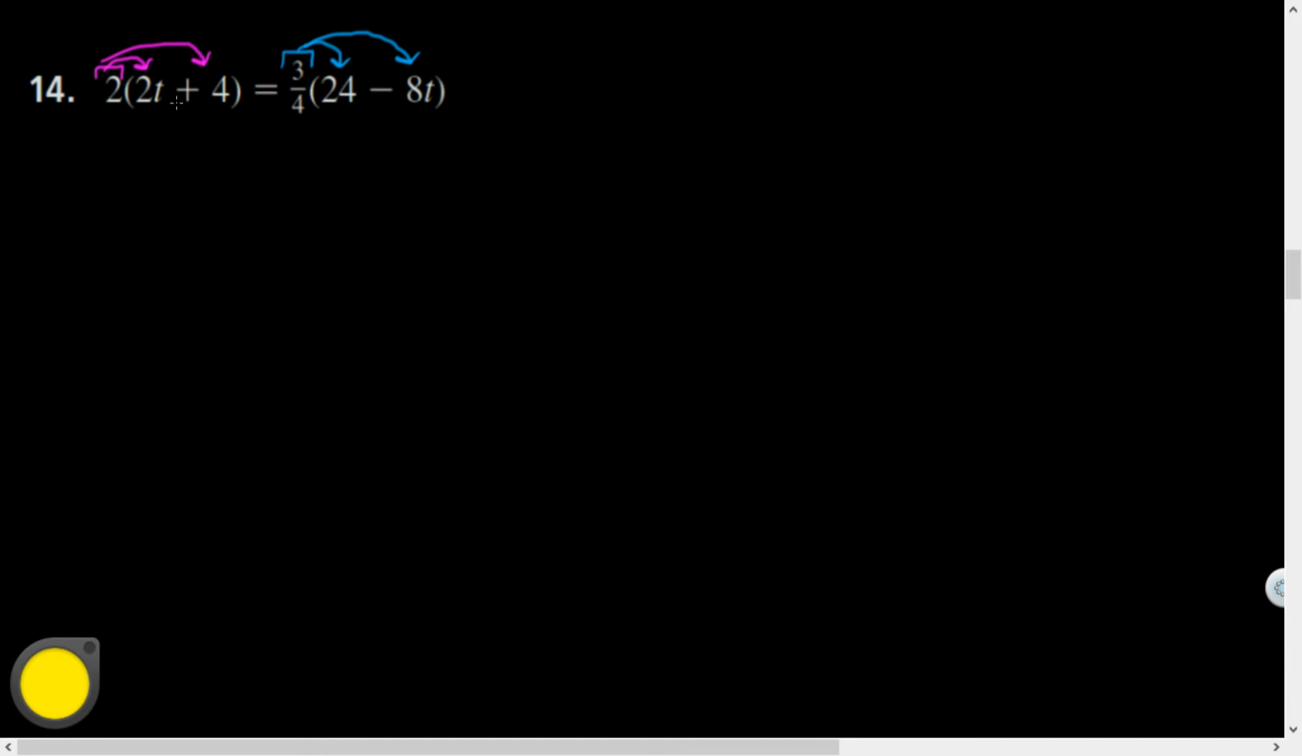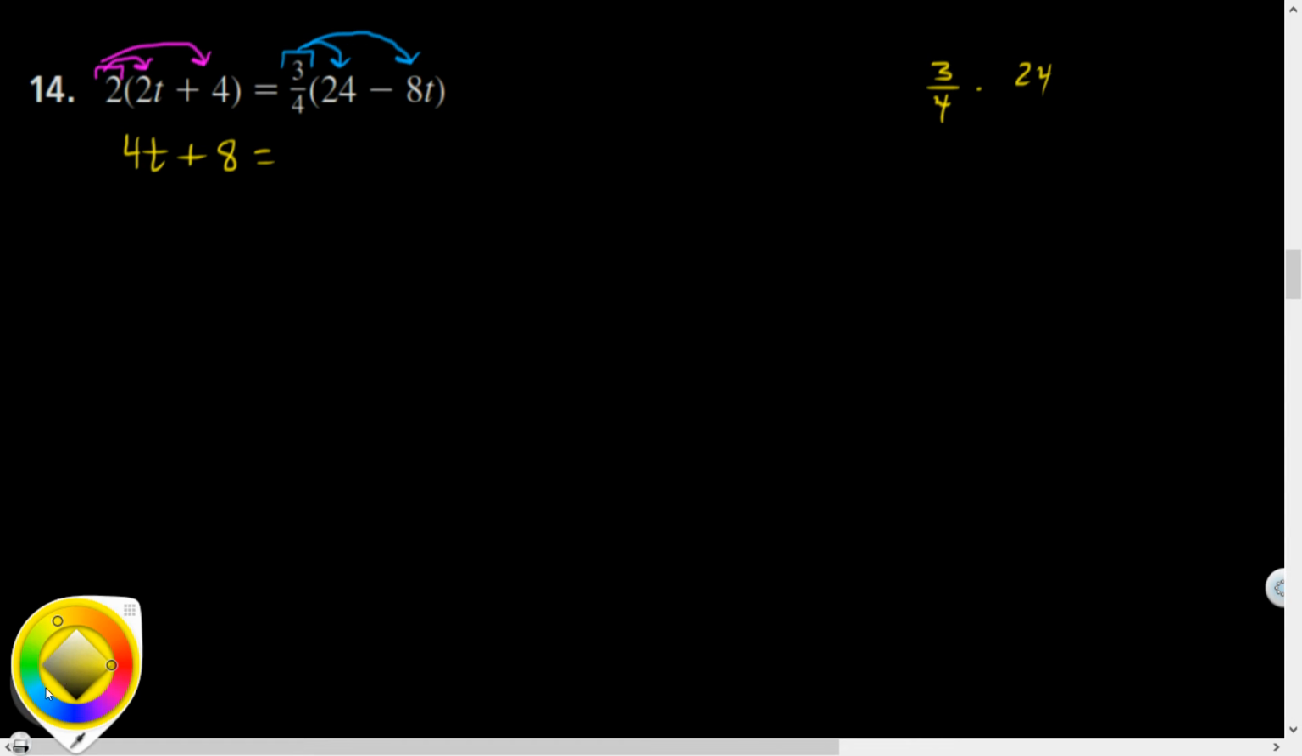All right, 2 times 2t, 4t. 2 times 4 is 8. Now, here's the part where it was scaring y'all. 3/4 times 24. There's a couple ways you could do this. You could do 3 times 24 and then divide by 4, but that's going to make a number bigger. So instead, I'm going to do 24 divided by 4 first.